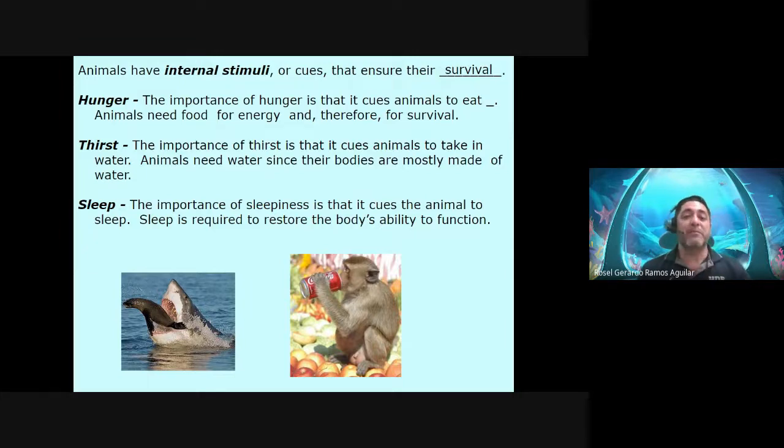Then we have sleep. The importance of sleep is that it cues the animal to sleep. Sleep is required to restore the body's functions. So these three things help animals to survive.